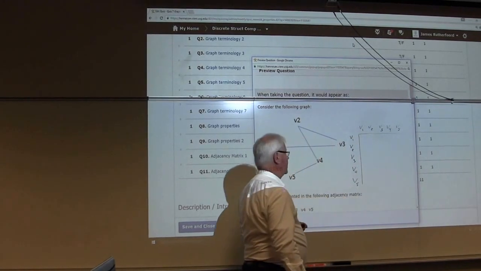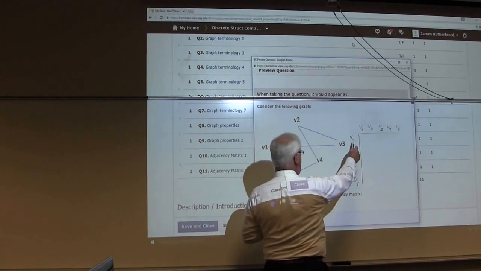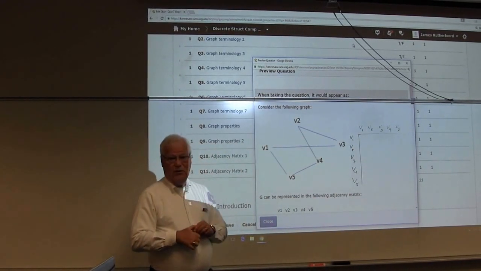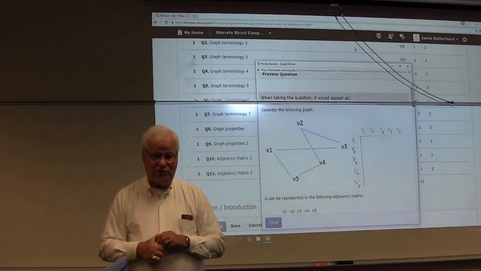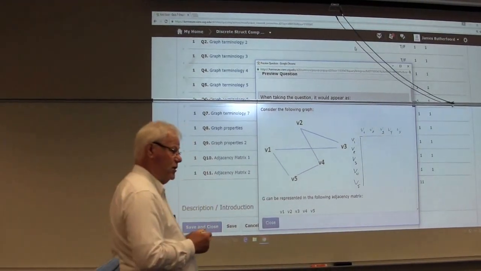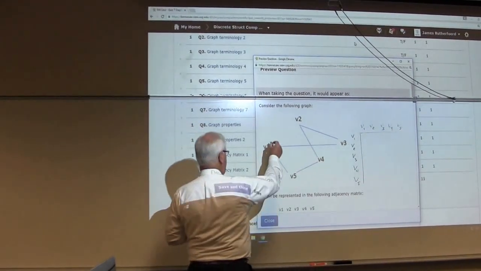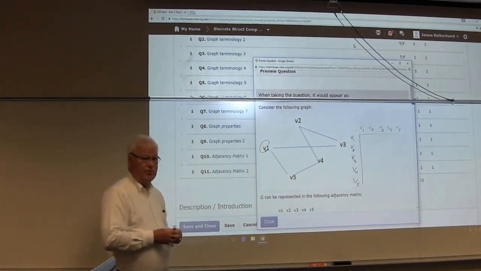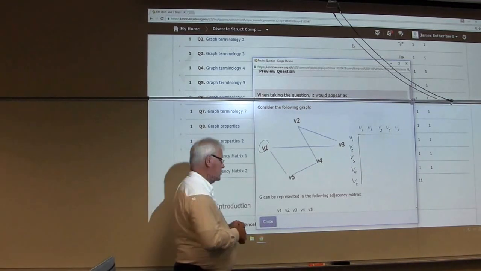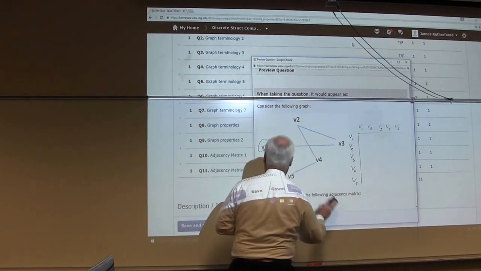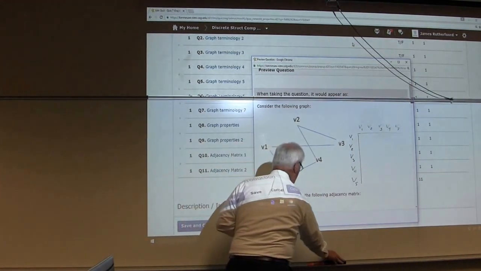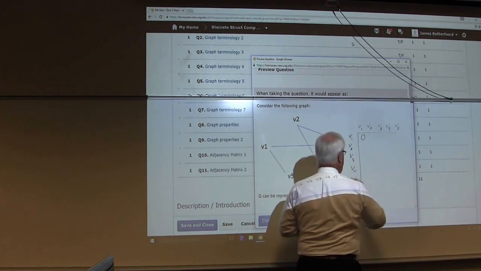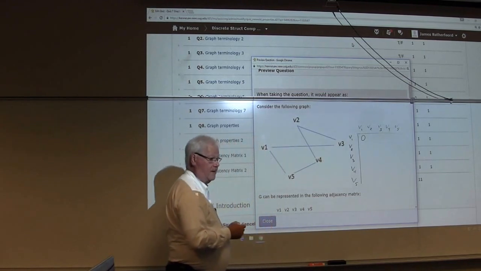Now, you start here and you say, is V1 connected to itself? Is it adjacent to itself? Well, there is no edge from V1 to itself, is there? What would that look like? Well, this could be an edge. It's called a self-loop. Okay? But there are no self-loops on this one. So therefore, V1 is not connected to itself, and we put a 0 there, meaning no.